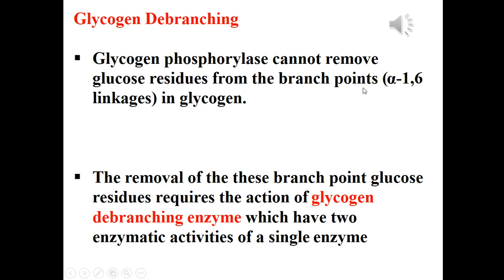Now, glycogen debranching. Glycogen phosphorylase cannot remove glucose residue from the branch point. It means alpha-1,6 linkages in glycogen. So, the removal of this branch point glucose residue requires the action of another enzyme, which is glycogen debranching enzyme. And this enzyme has two activities in a single enzyme.